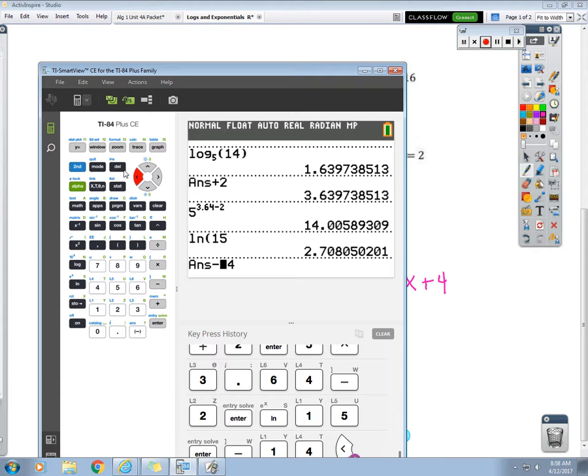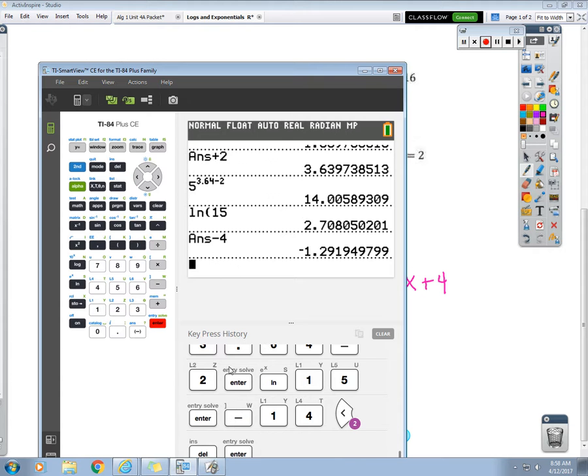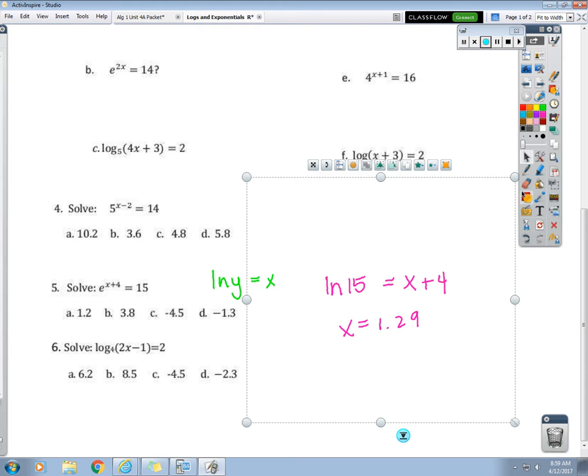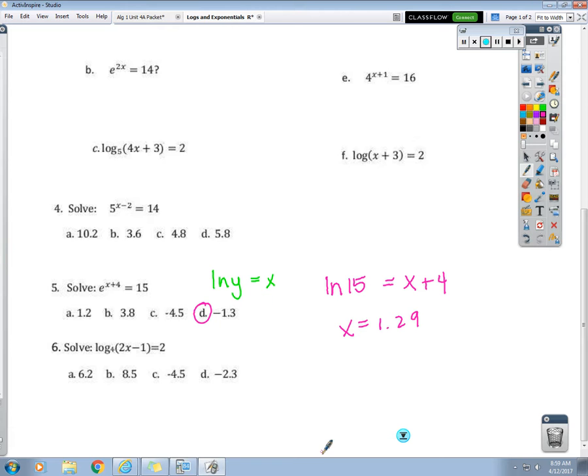Oops, not 14. And you get negative 1.29, which is what choice? Right. I think there's a box right there blocking it. Yeah. D. Negative 4. Okay, number 6.